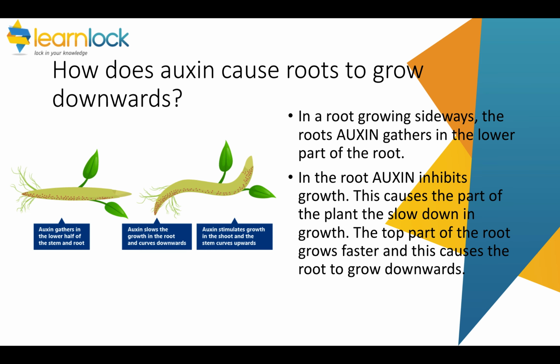In a root, the opposite happens. So how does auxin cause roots to grow downwards? Well, if you look at a root that's growing sideways, auxin gathers in the lower part of the root, as shown here. But in the root, auxin inhibits growth, which means it slows down growth. And this causes this part of the root to grow slower. The top part of the root will grow faster, and then that causes the root to bend downwards and the root to grow downwards.